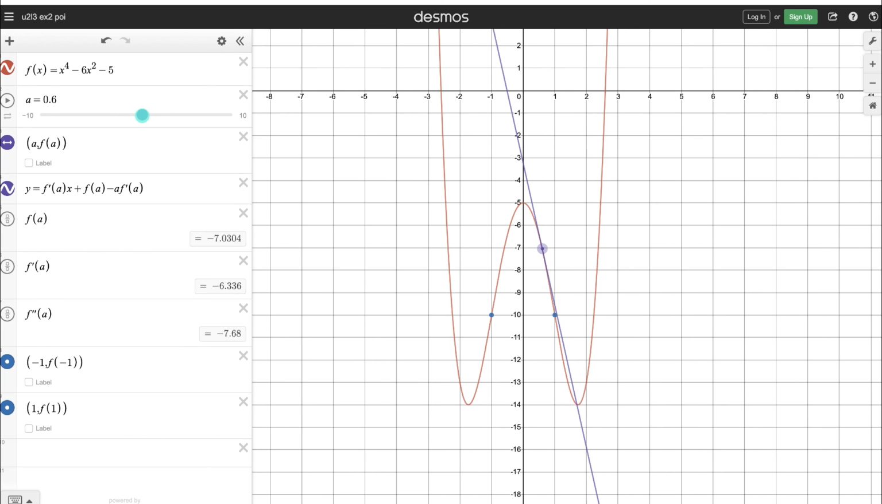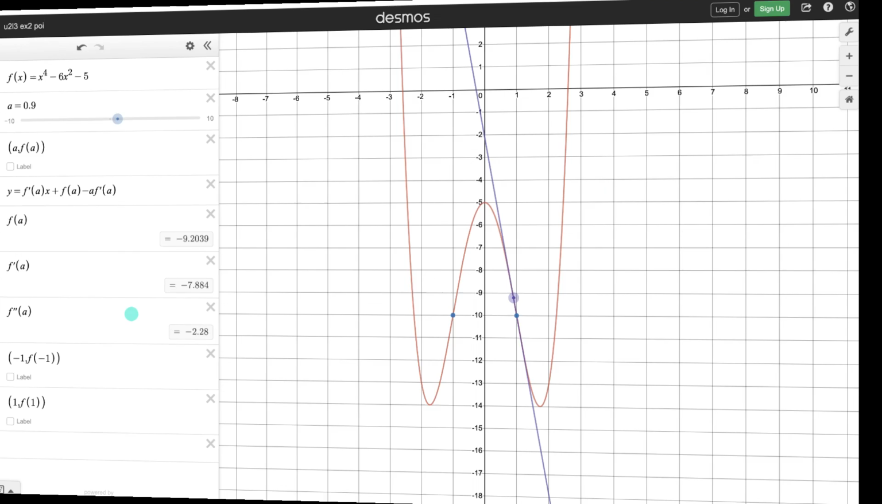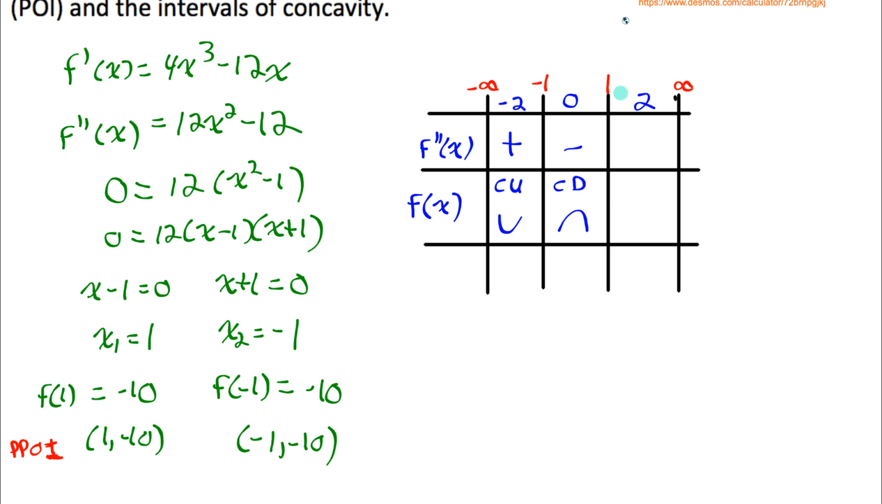The slope of the function in that interval is always decreasing, which is why the second derivative is always negative in that section. And between 1 and infinity, I chose 2. Plug that in. Once again, I get a positive answer, which means the function is concave up.